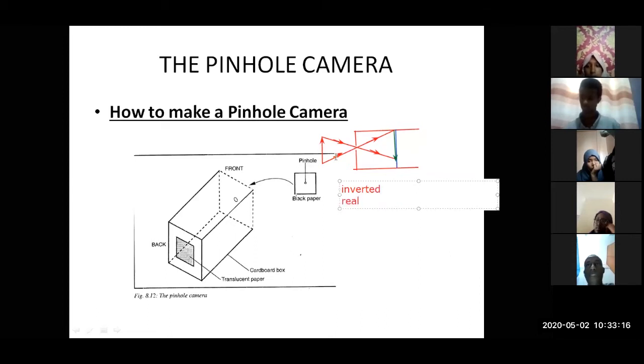Why are we saying real? These are actual rays. These rays are real rays, so they meet on the surface of the screen at that particular point. So because the image is being formed from actual or real rays, we call it a real image. And also, it is being formed on a screen.